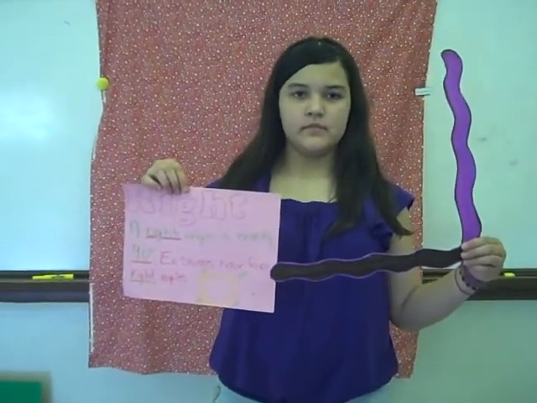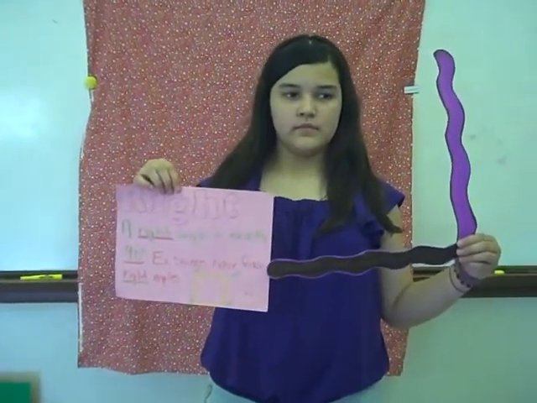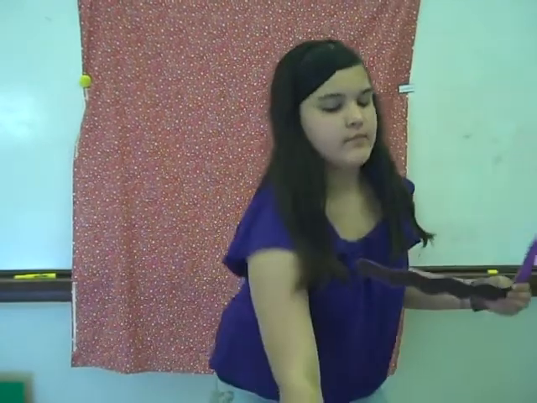A right angle is exactly 90 degrees. Example, squares have four right angles.